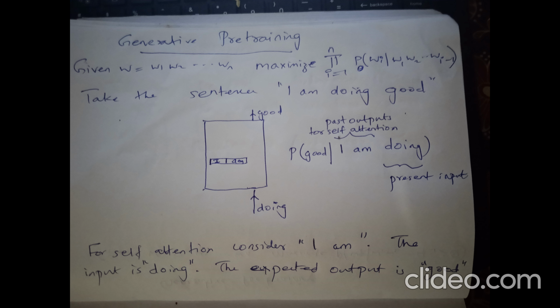You are expecting the word "good", so you have some kind of loss measure. You can feed that loss back to the backward propagation algorithm, and you can train the parameter vector theta, in this case, to output "good" next time when we are giving the input "I am doing". So this is how I think they are doing it.